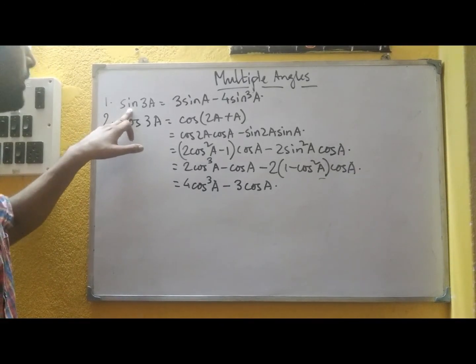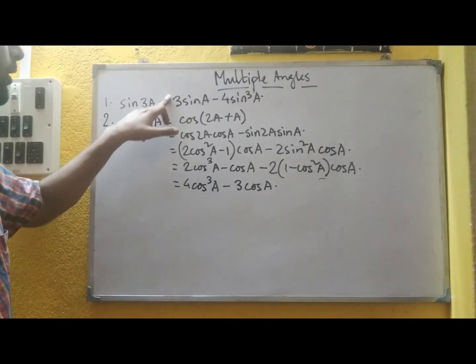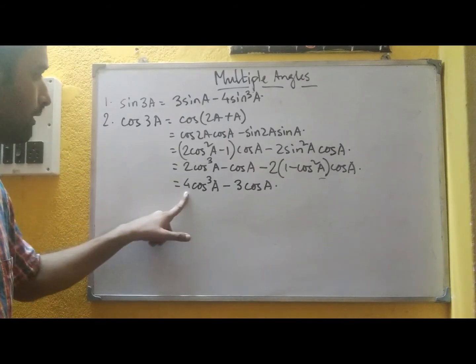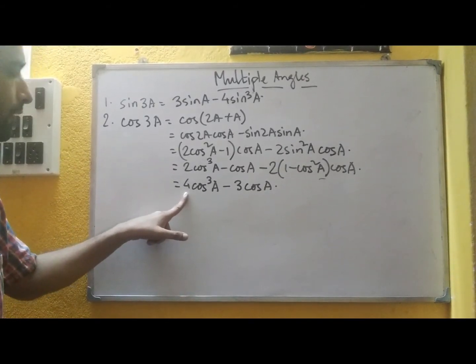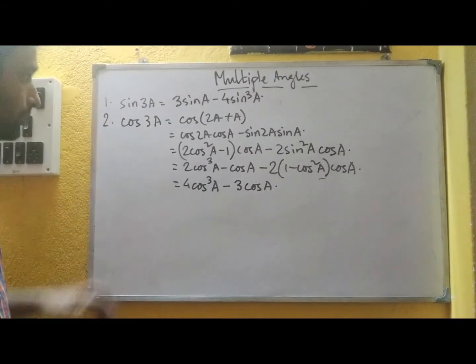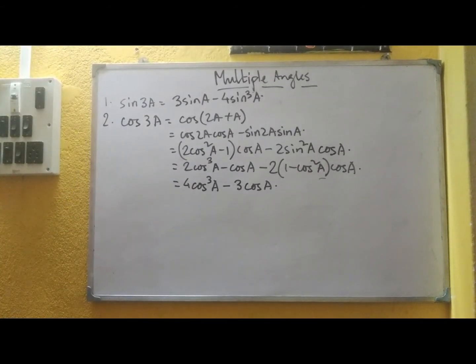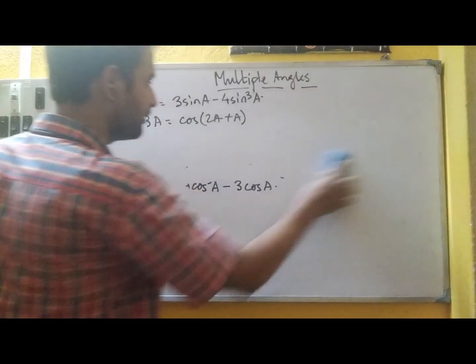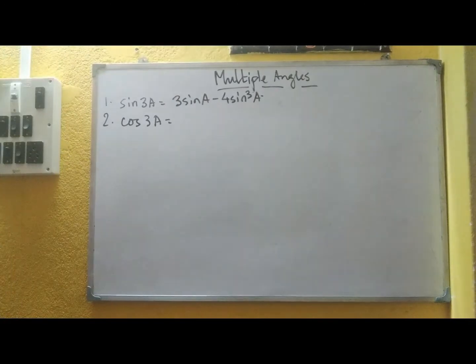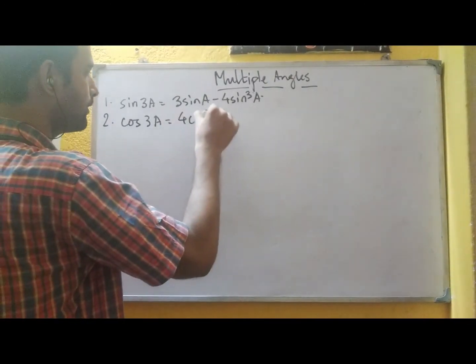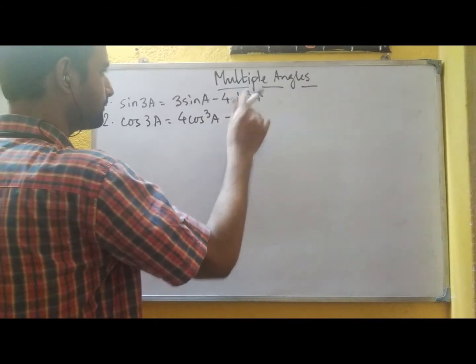Sine is an odd function, that's why the first coefficient should be odd, 3 sin A, and cos is an even function, so the first coefficient should be even, that is 4 cos cube A. So let us write the formula in place. So we can write it here: 4 cos cube A minus 3 cos A.